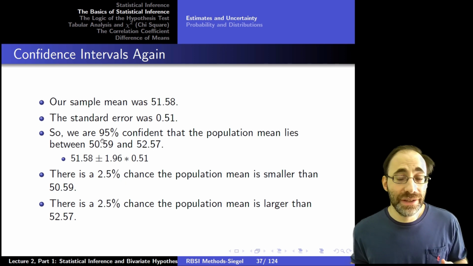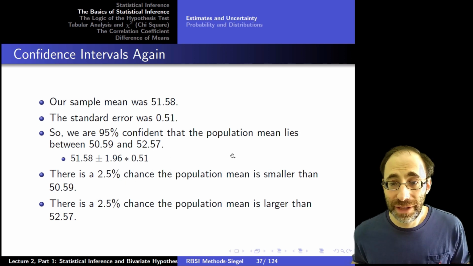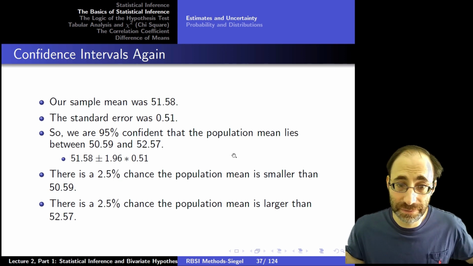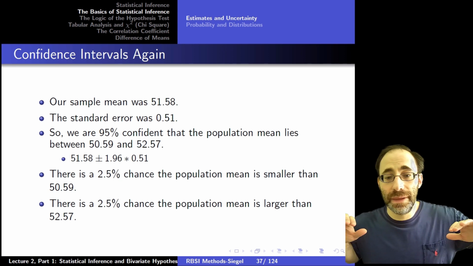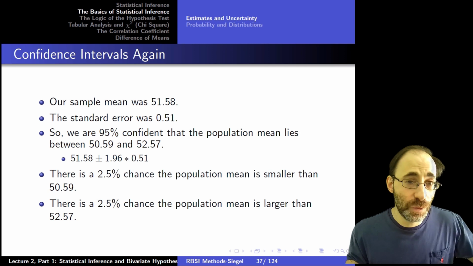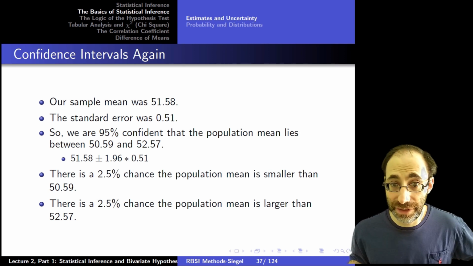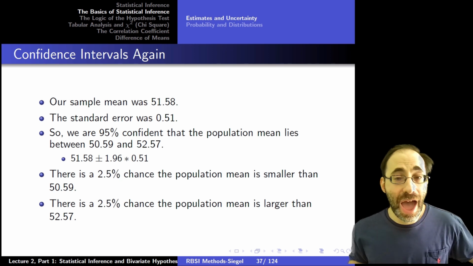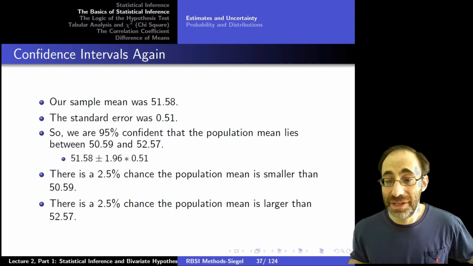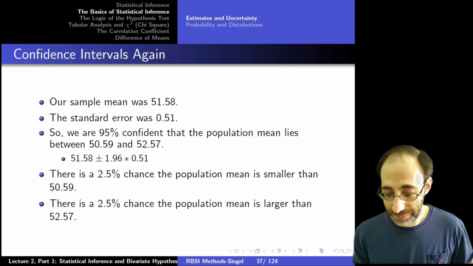Also note that the fact that we are 95% confident the population mean is in this range still means there's a 2.5% chance that the population mean is smaller than the start of that range, and a 2.5% chance the population mean is larger than that range.